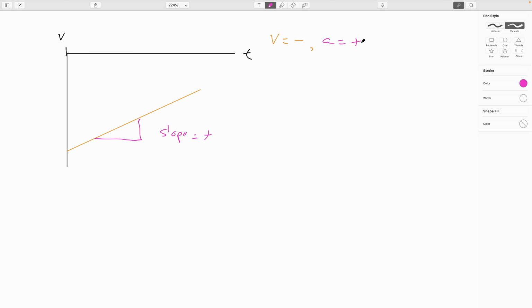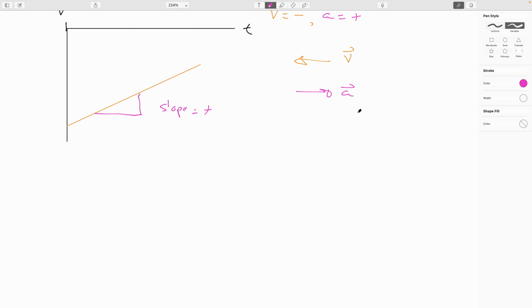So here I'm moving to the left, but I'm slowing down. So that gives me a positive acceleration. And if I look at my vectors here, my velocity vector is pointing to the left, and my acceleration vector is pointing to the right. So again, what we say is if an object is slowing down in one dimension, its acceleration always points in the exact opposite direction as the velocity. So this makes some sense.